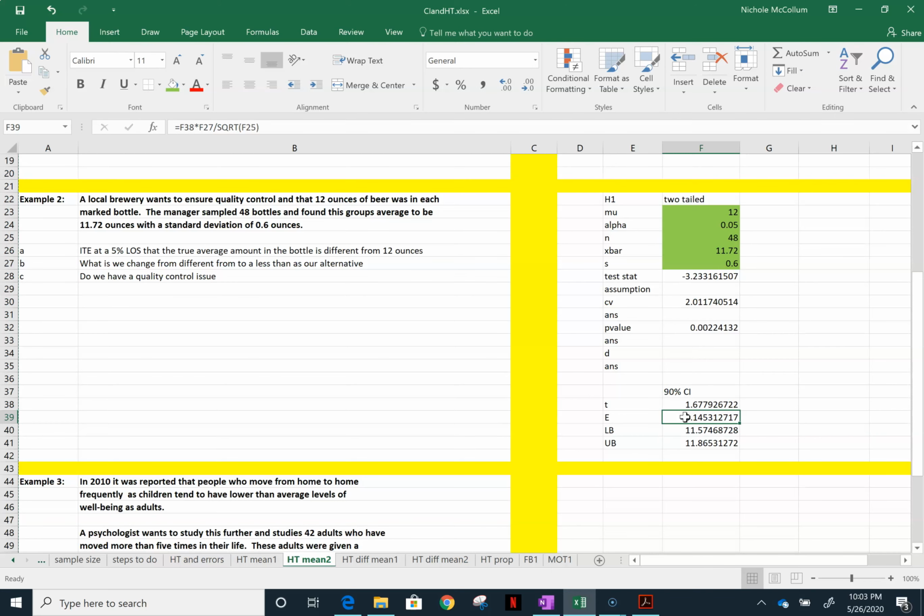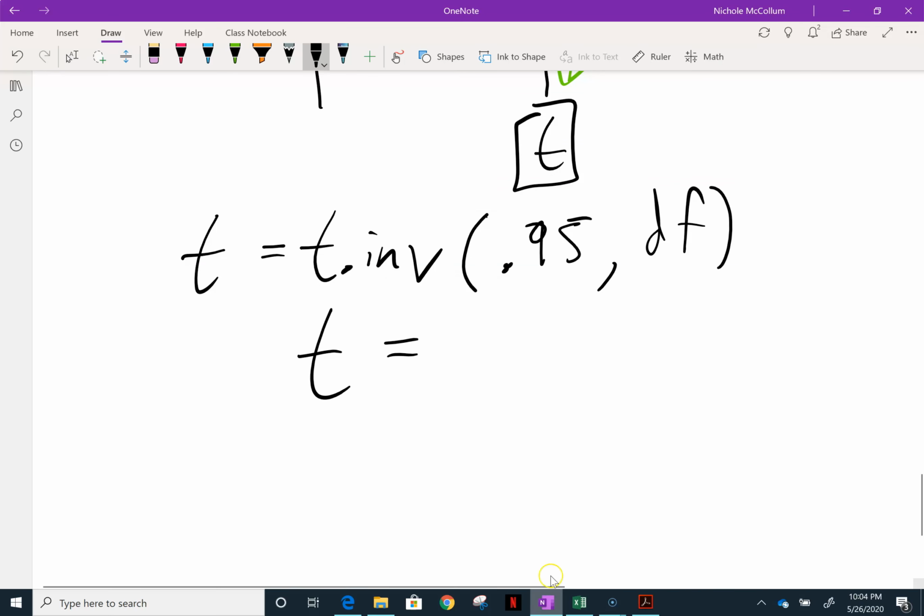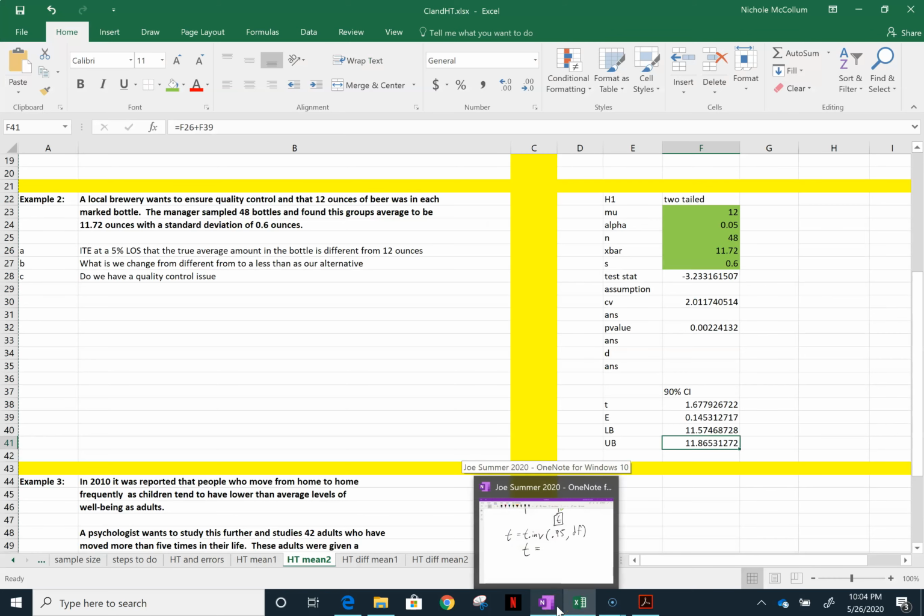So, once again, checking out the codes. First, it is going to be T times S divided by square root of N. And that gives me 0.145. Then the lower bound is the mean minus the error. And the upper bound is the sample mean plus the error. I've got to make that very clear: sample mean. Remember, we rejected, so we're relying everything on my data, my X bar, my sample. I don't trust mu anymore. I rejected that mu. So back to the work, I'd write down my T value, which over here is 1.68.